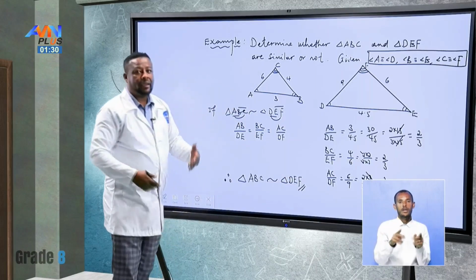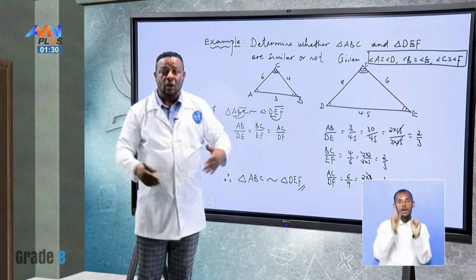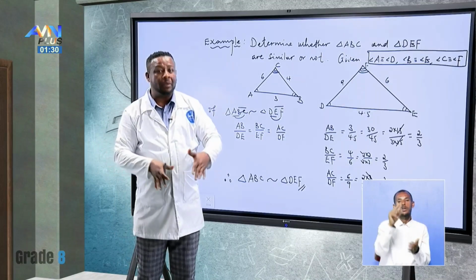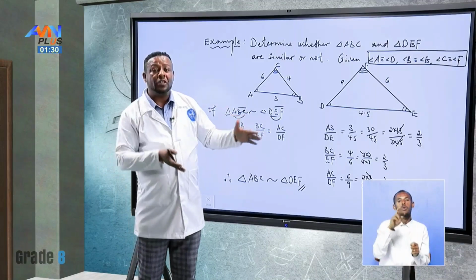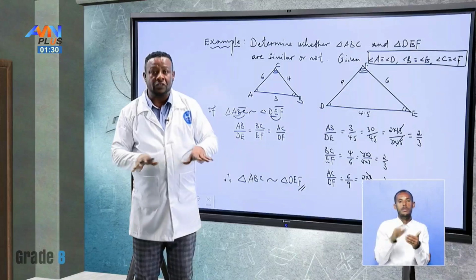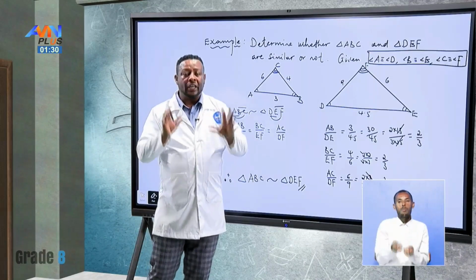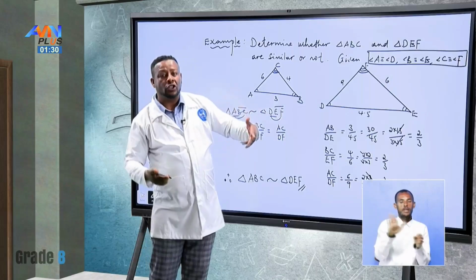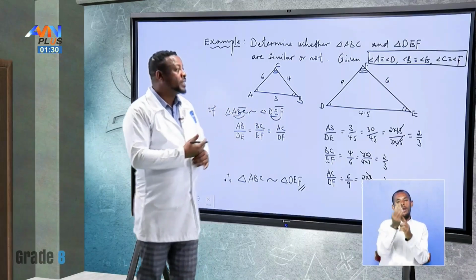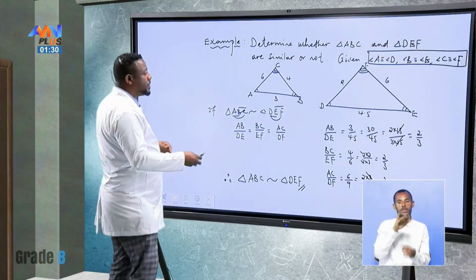So this way we can check whether two triangles are similar or not. Okay, this principle is not only for triangles, it works for any polygon, right? So any polygon should satisfy those two conditions to be similar. So let's see another example.